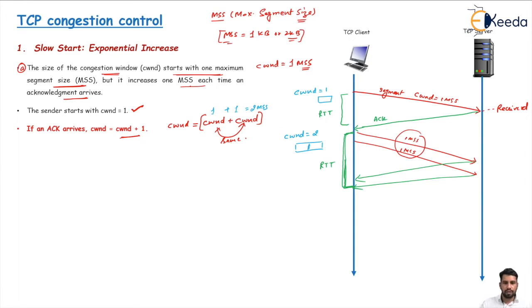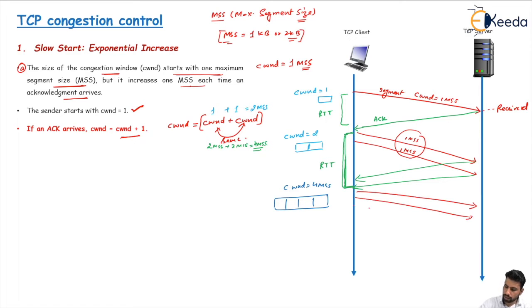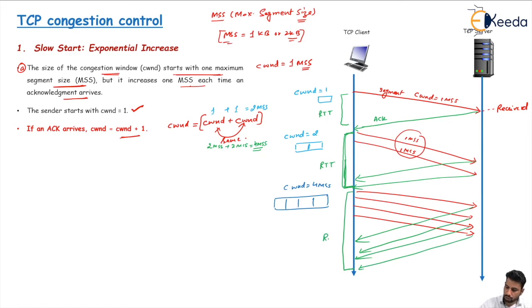Again, an acknowledgement has arrived. Now the size increases by 2 MSS plus 2 MSS, so the next congestion window size is equal to 4 MSS. Now we have 4 segments: 1, 2, 3 and 4. These 4 segments are sent one by one by the sender, waiting for the acknowledgement. After receiving all the subsequent segments, the receiver sends the acknowledgement, and the time taken for this completion is called the RTT.